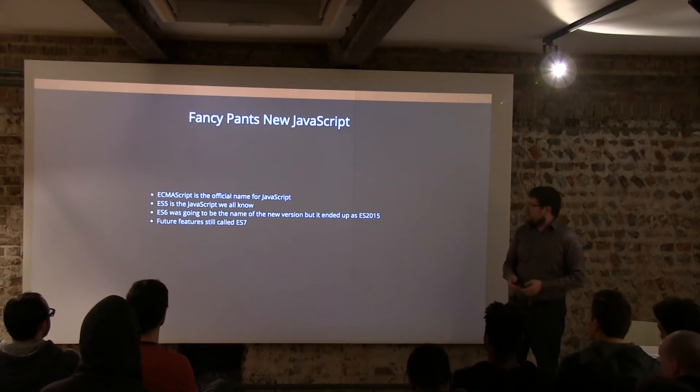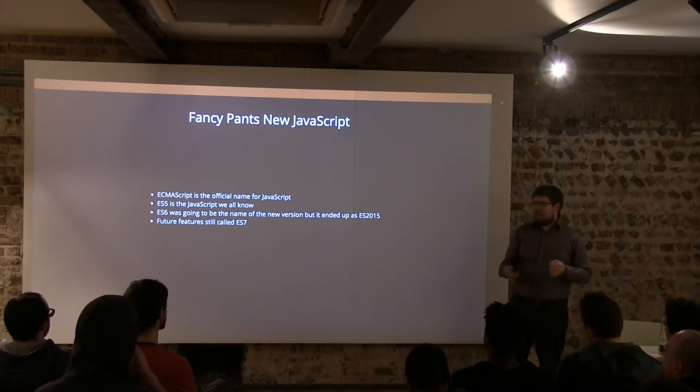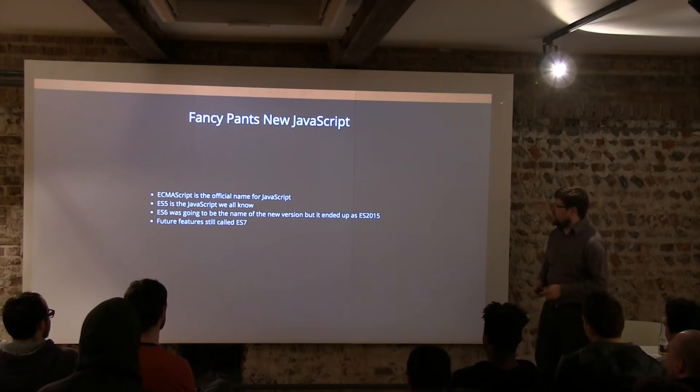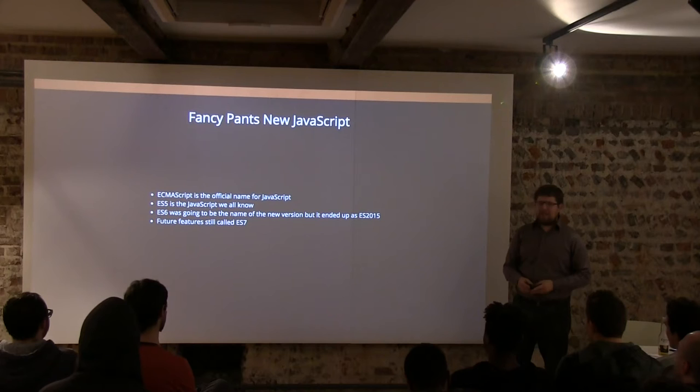ES6 is what I'm going to be talking about today, the next version, except it then got renamed just before it got released to ES2015. So it went up quite a lot, quite a big jump in the version numbers. There's some future features which people were calling ES7. I don't know what they're calling it now. Anyway, I'm going to call it ES6 because I don't want to say ES2015 again and again during this talk. But I'm incorrect when I do that.